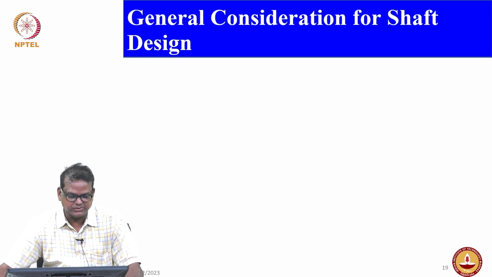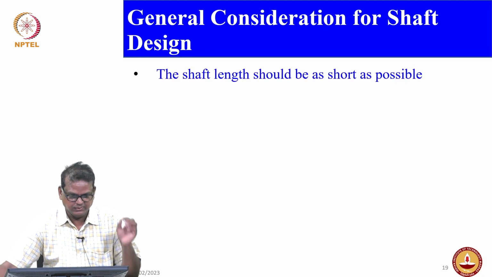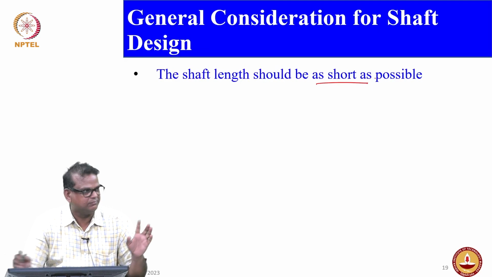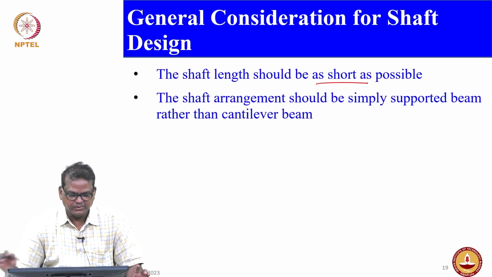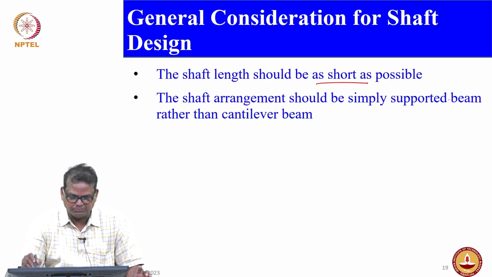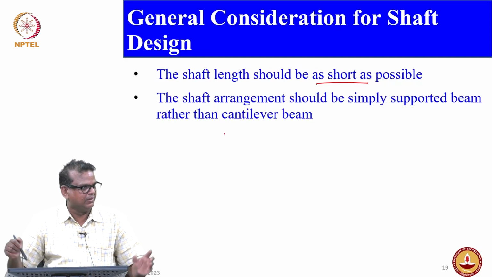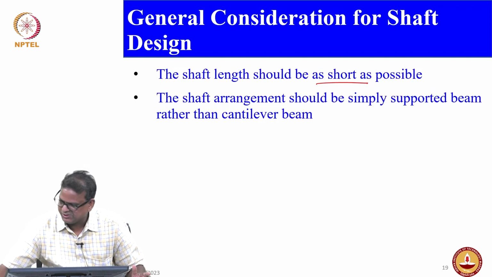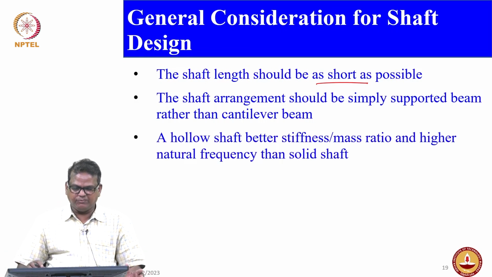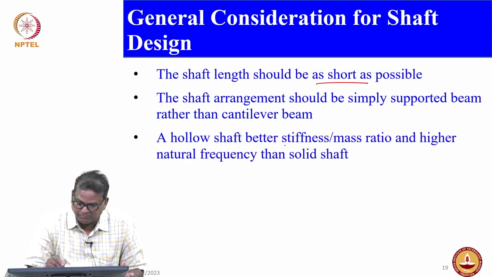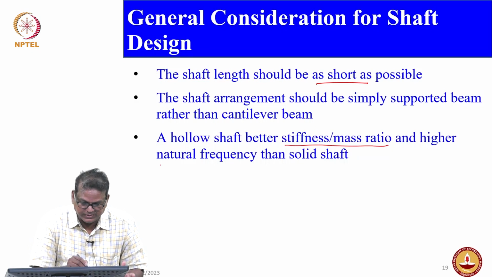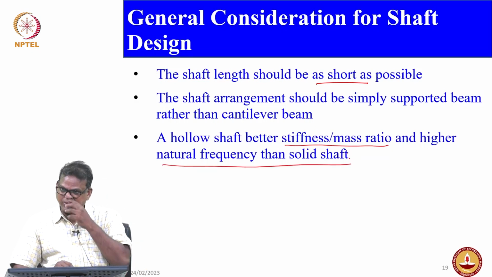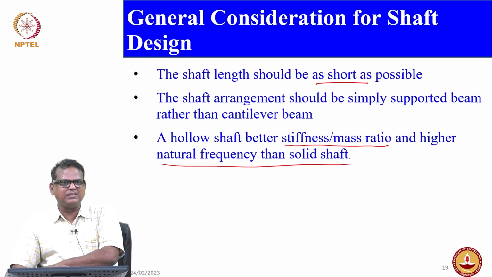In general considerations for shaft design, the shaft should always be as short as possible. That is one thing you need to do. The shaft arrangement should be a simply supported beam rather than a cantilever beam, then the stability will be much better. Also, a hollow shaft has a better stiffness-to-mass ratio and a higher natural frequency than a solid one. A hollow shaft is always better, because you are reducing the mass.